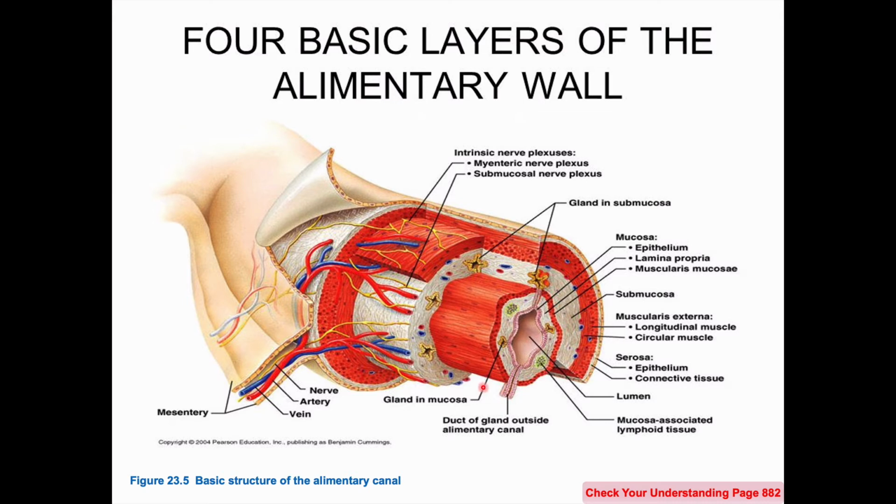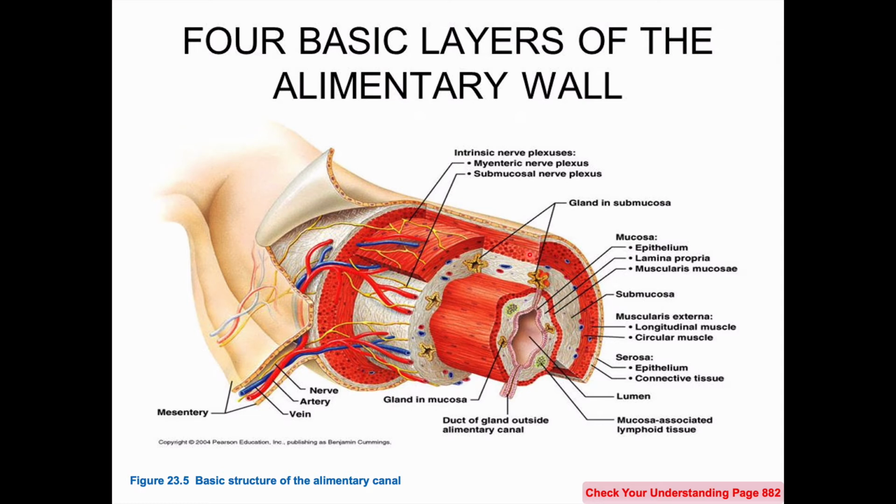Now, this is the muscularis mucosa. It is also called the submucous layer. Then here you have the submucous layer, and then you have the muscular layer. This muscular layer has two layers in most parts of the intestine, that is the outer longitudinal and inner circular layer.